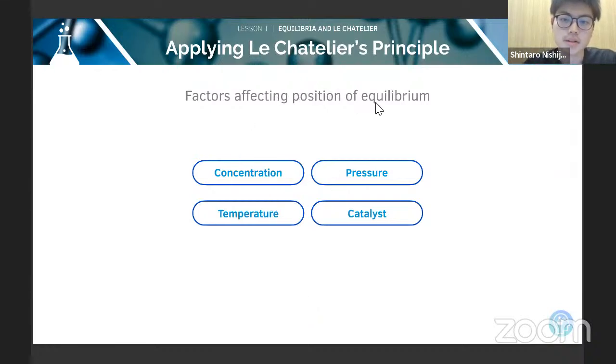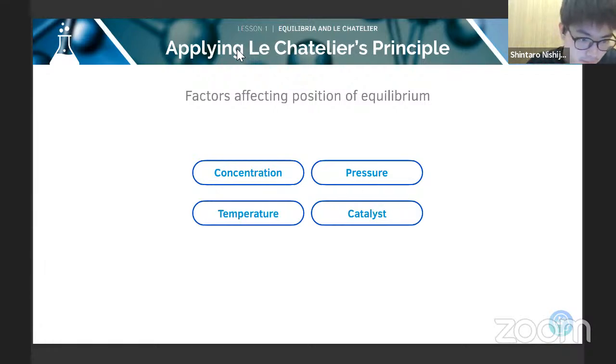Factors affecting position of equilibrium. I'm going to say it already: technically, the catalyst is a tricky one. It's a common trick question where they'll ask you how a catalyst affects the position of equilibrium, and the answer is that it doesn't affect the position of equilibrium. So the factors that you need to know are actually concentration, pressure, and temperature. And catalyst, it's always a trick question. It doesn't affect the position of equilibrium. So let's go through concentration, pressure, and temperature.